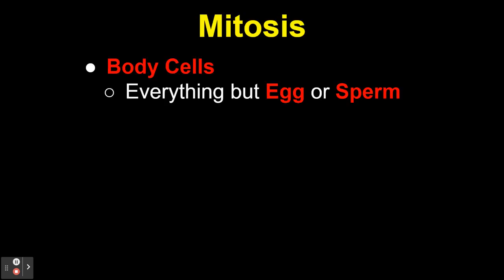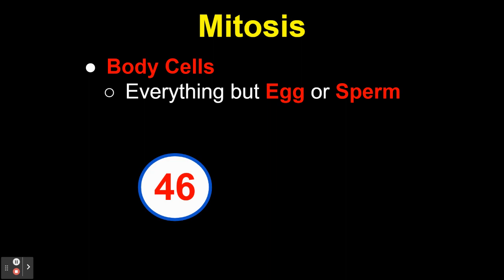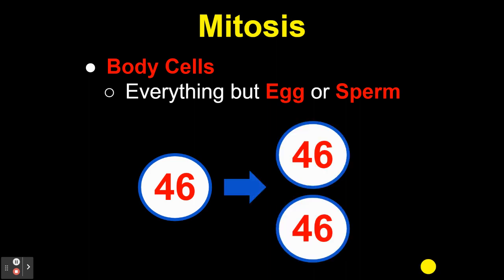So for us, mitosis is used for our body cells. So that's everything but egg or sperm. And so if, say, you need another skin cell, you start with one cell that has 46 chromosomes, and then mitosis will help create two cells that both have 46 chromosomes. And again, they are exact copies, they're clones of that starting cell.